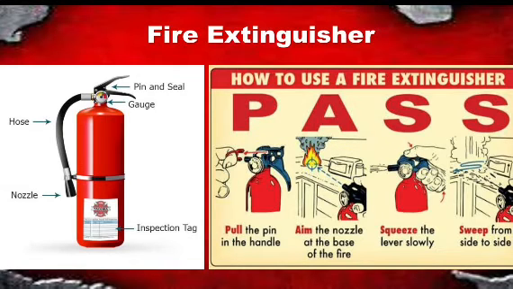P-A-S-S. First, we pull the pin. There is a pin here for us to unlock it. Pull the pin in the handle. Aim the nozzle, this one, at the base of the fire. Then squeeze the lever slowly, this one. And then sweep from side to side. What do you mean by sweep from side to side? You move your nozzle and the hose from side to side. So that is how to use our fire extinguisher.